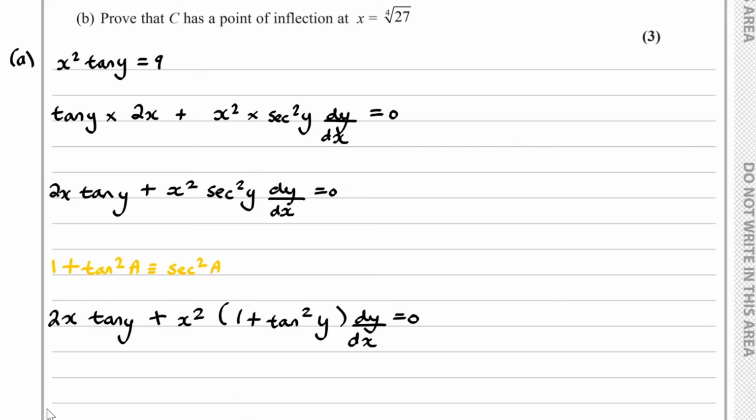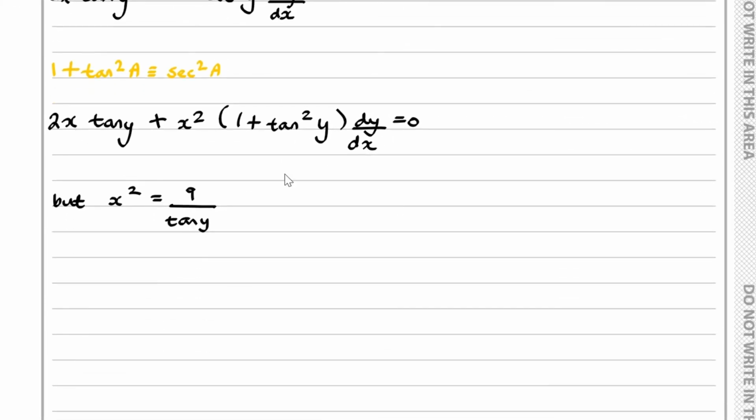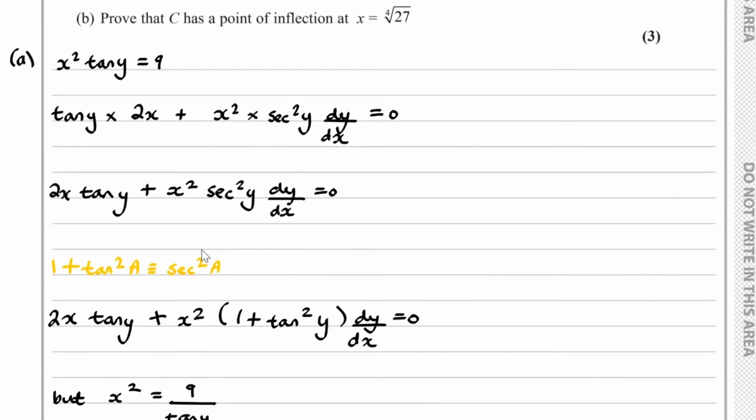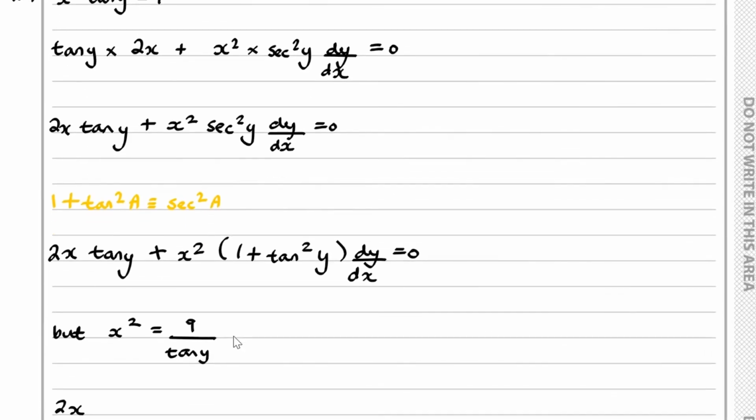So from here, we can see that x squared is equal to 9 over tan y. And now if we substitute this into here, we would have 2x lots of... well actually, if x squared is equal to 9 over tan y, we can therefore conclude here that tan y is equal to 9 over x squared. So now we can substitute this into here.